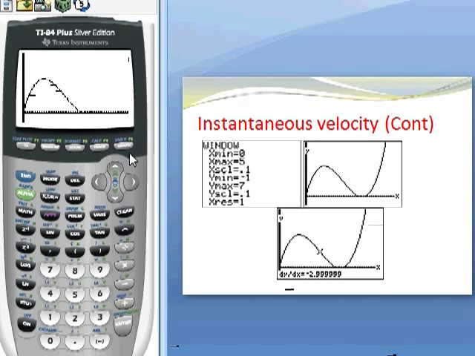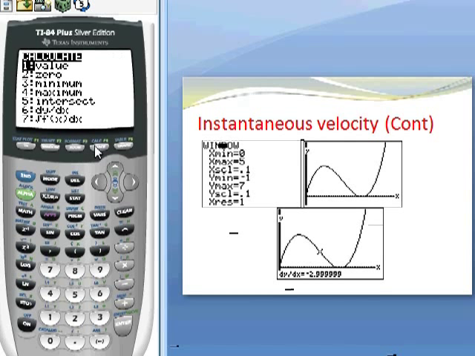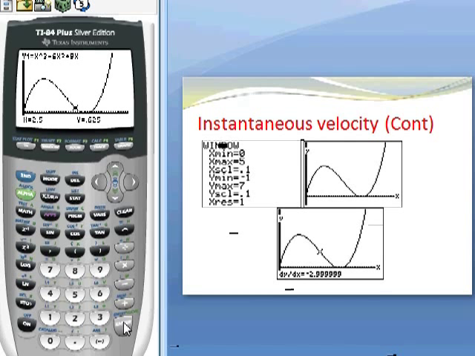And then you can take the instantaneous velocity by going second calculate, just like I did before, and use that to get a nice graph. Here we go. It shows it to you nice and pretty, and it tells you where it is.